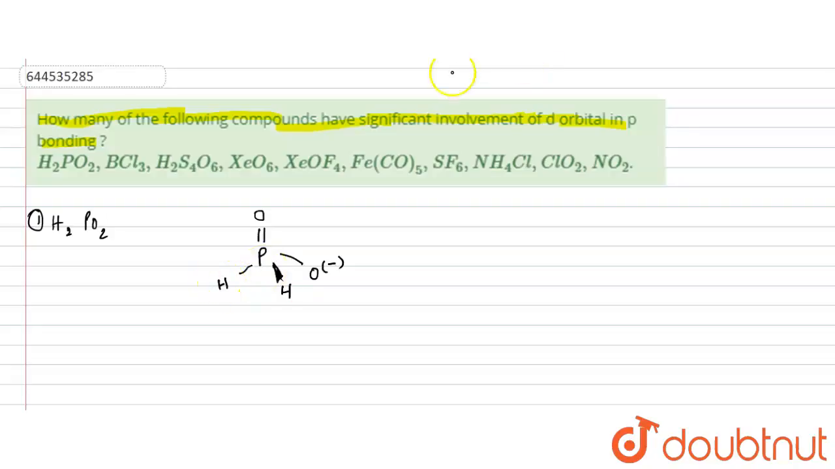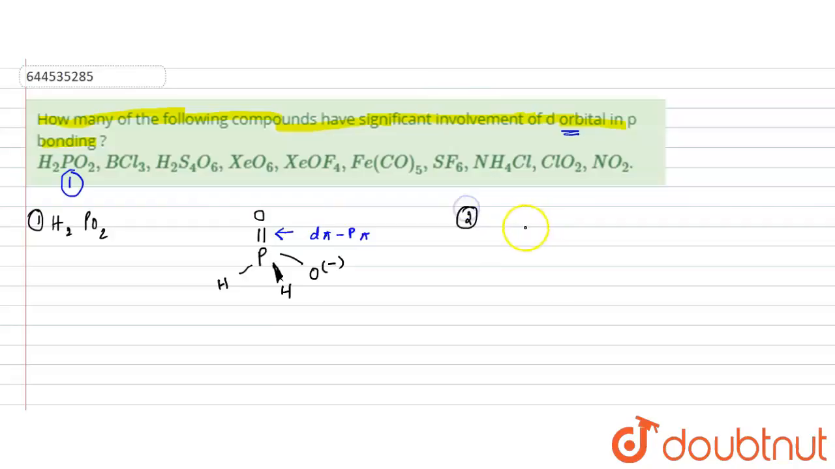Now you can easily see that here, in P double bond O, there is d pi p pi bonding. So when you have d pi p pi bonding, definitely it will be counted, because you have to say which compounds have involvement of d orbitals in pi bonding. So this is d pi p pi, so definitely it will be counted. Now let's see the second one.